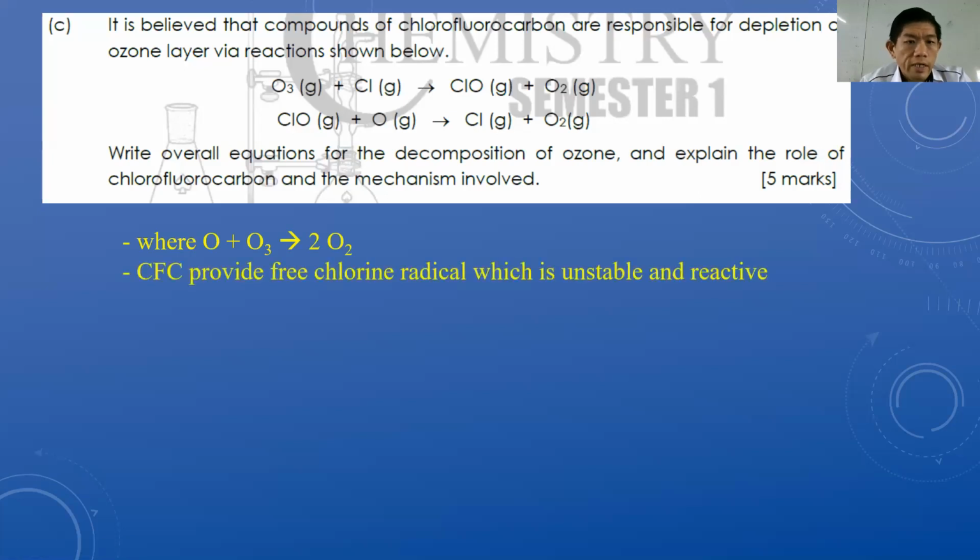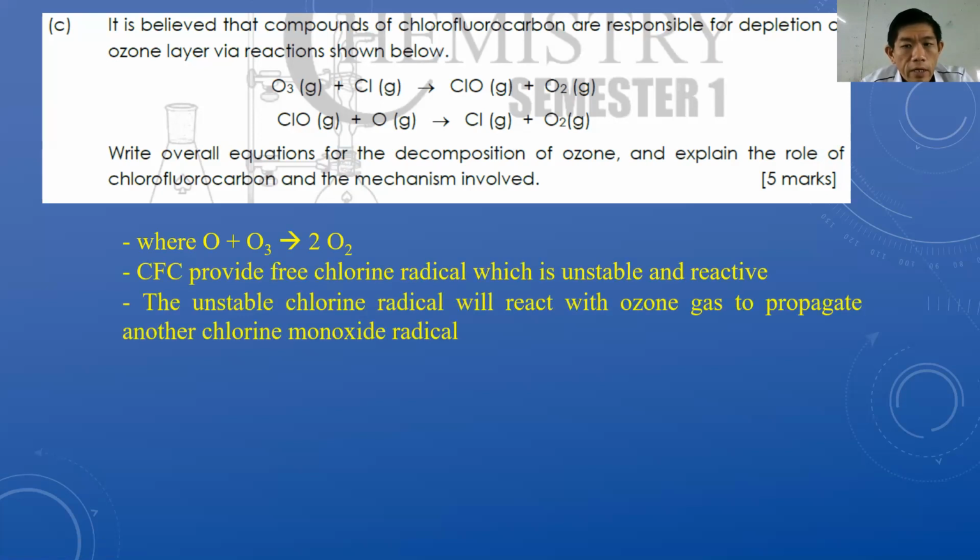So CFC provides the free chlorine radicals. This one is a little bit more on application. I'm so sorry, you have to memorize this. It produces the free chlorine radical, which is unstable and reactive. The unstable chlorine radical will react with ozone to propagate to another chlorine oxide radical. Termination occurs when two chlorine radicals combine.